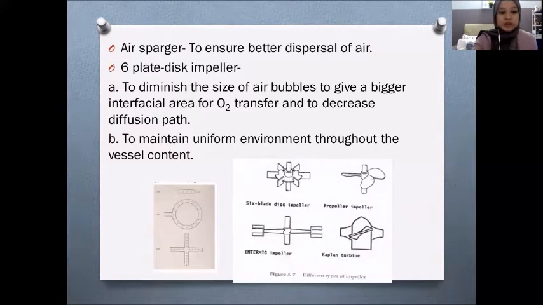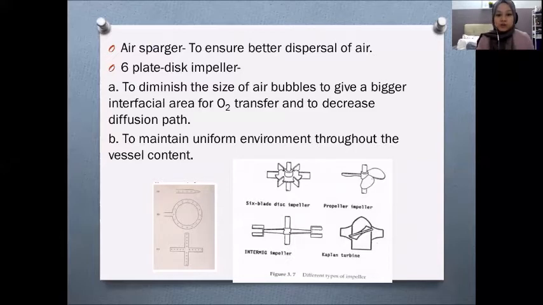So what is sparger? Sparger is to ensure better dispersal of air, and breaks incoming air into small bubbles. There are 3 types of sparger: porous, orifice, and nozzle sparger. So there is a 6 blade impeller. This impeller is to diminish the size of the air bubble to give a bigger interfacial area for oxygen transfer, to decrease diffusion path, and to maintain uniform environment throughout the vessel content.